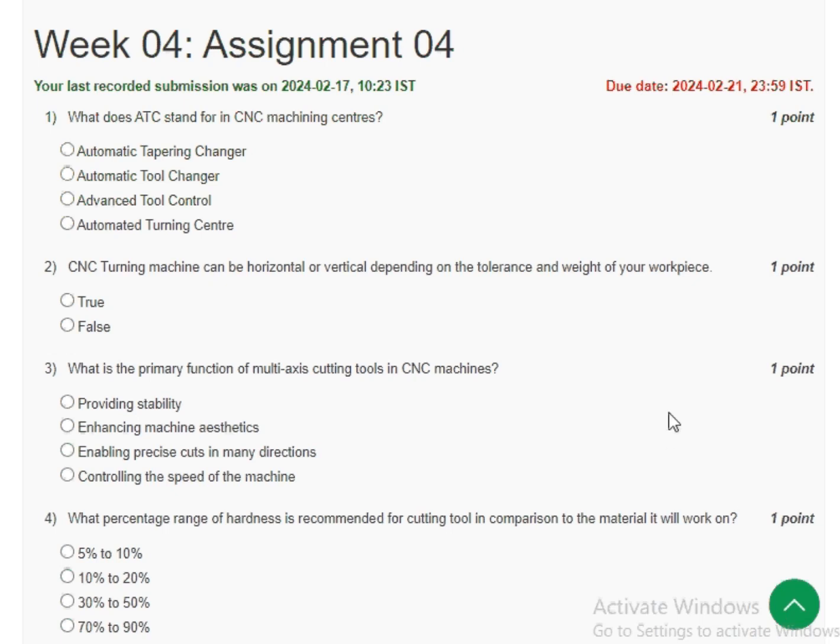Okay, let's discuss the assignment. Question number 1. What does ATC stand for in CNC machining centers? Among these options, the automatic tool changer. The second option is correct, automatic tool changer.